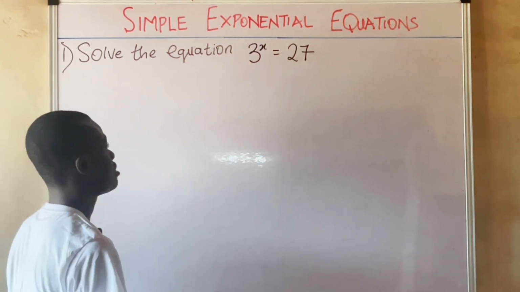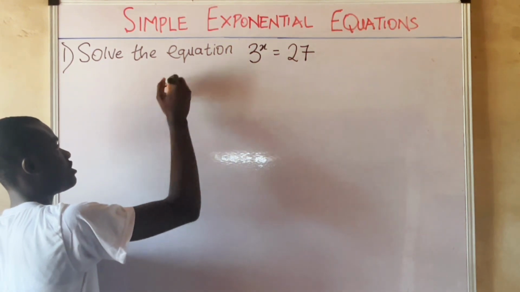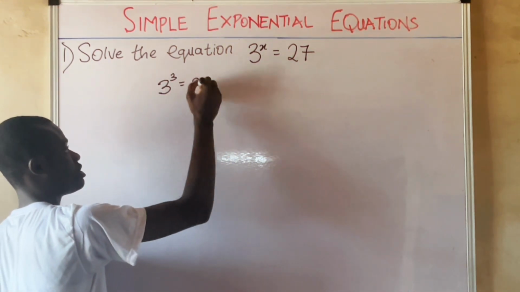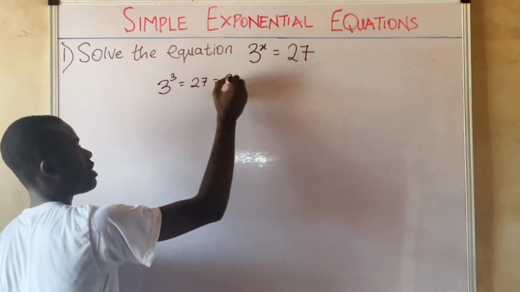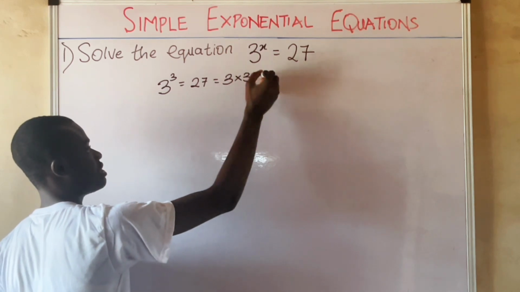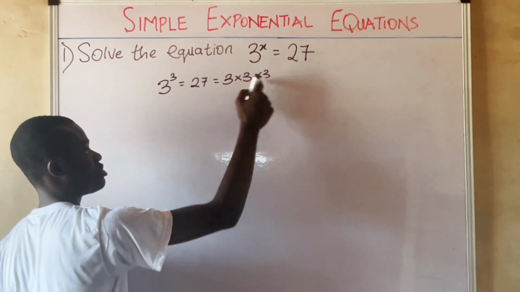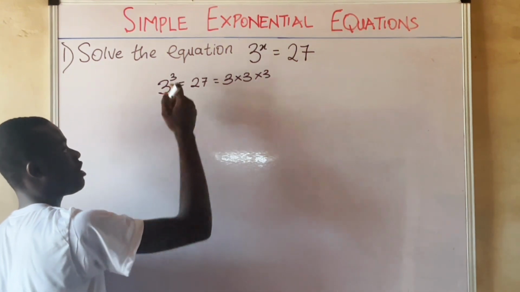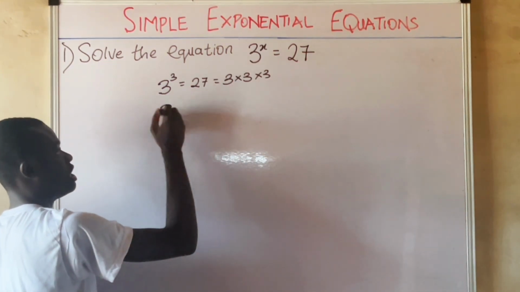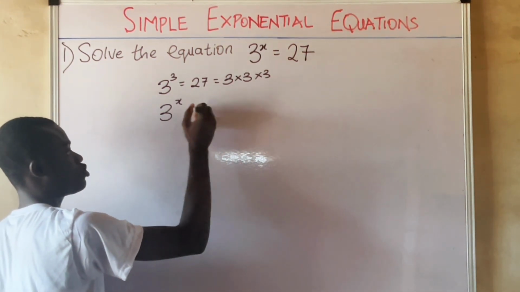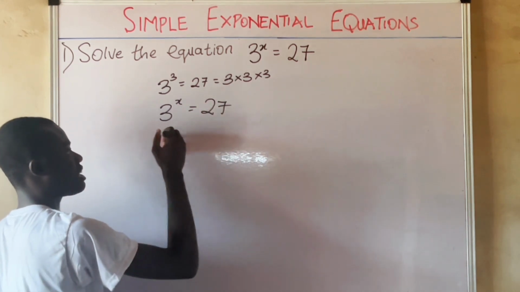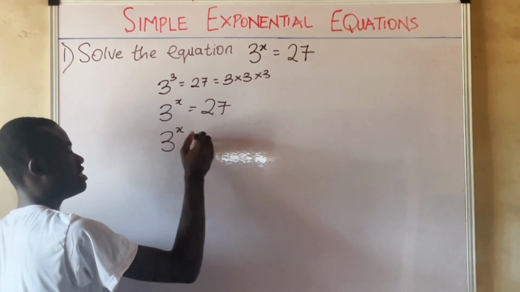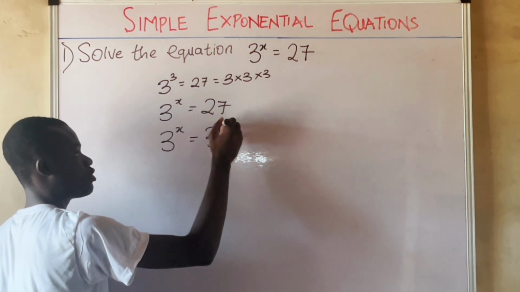Now remember that 3 raised to the power of 3 is equal to 27, because 3 raised to the power of 3 means 3 times 3 times 3, and 3 times 3 times 3 will give us 27. So I can rewrite 27 as 3 raised to the power of 3. So I now have this equation: instead of 3 raised to the power x equal to 27, I now have 3 raised to the power x is equal to 3 raised to the power of 3.